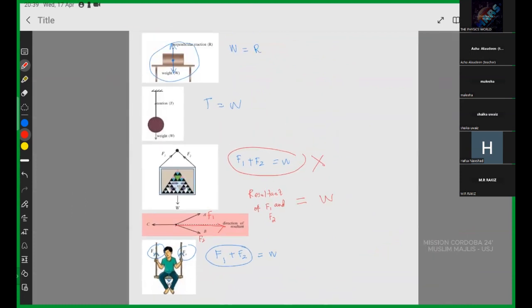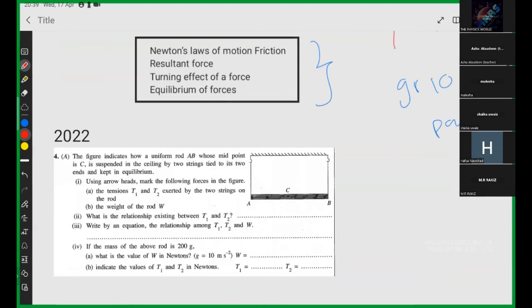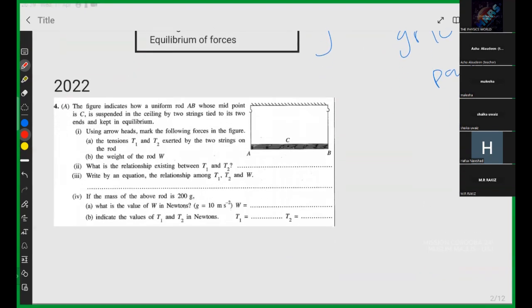So in this full picture, are there any doubts? No, teacher. Okay. Now we'll focus on the question. In this picture, they are asking you to mark the tension and the weight of the rod. Mark the T1 and T2 and the weight. So this is T1, very simple. T2, you can change it also, it's not a problem. And the weight.